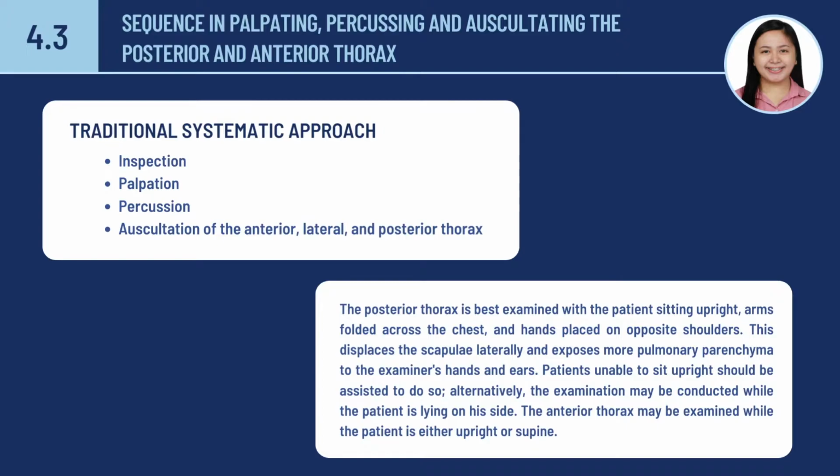The posterior thorax is best examined with the patient sitting upright, arms folded across chest, and hands placed on opposite shoulders. This displaces the scapulae laterally and exposes more pulmonary parenchyma to the examiner's hands and ears. Patients unable to sit upright should be assisted to do so. Alternatively, the examination may be conducted while the patient is lying on his side. The anterior thorax may be examined while the patient is either upright or supine.